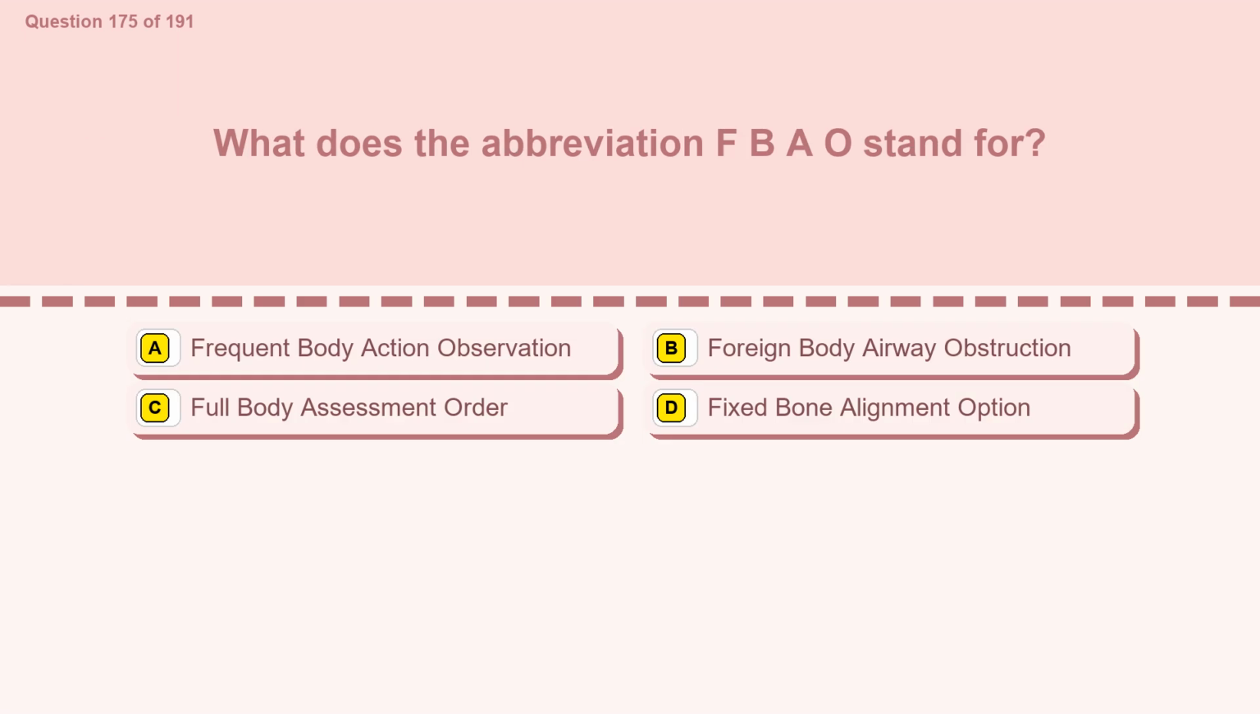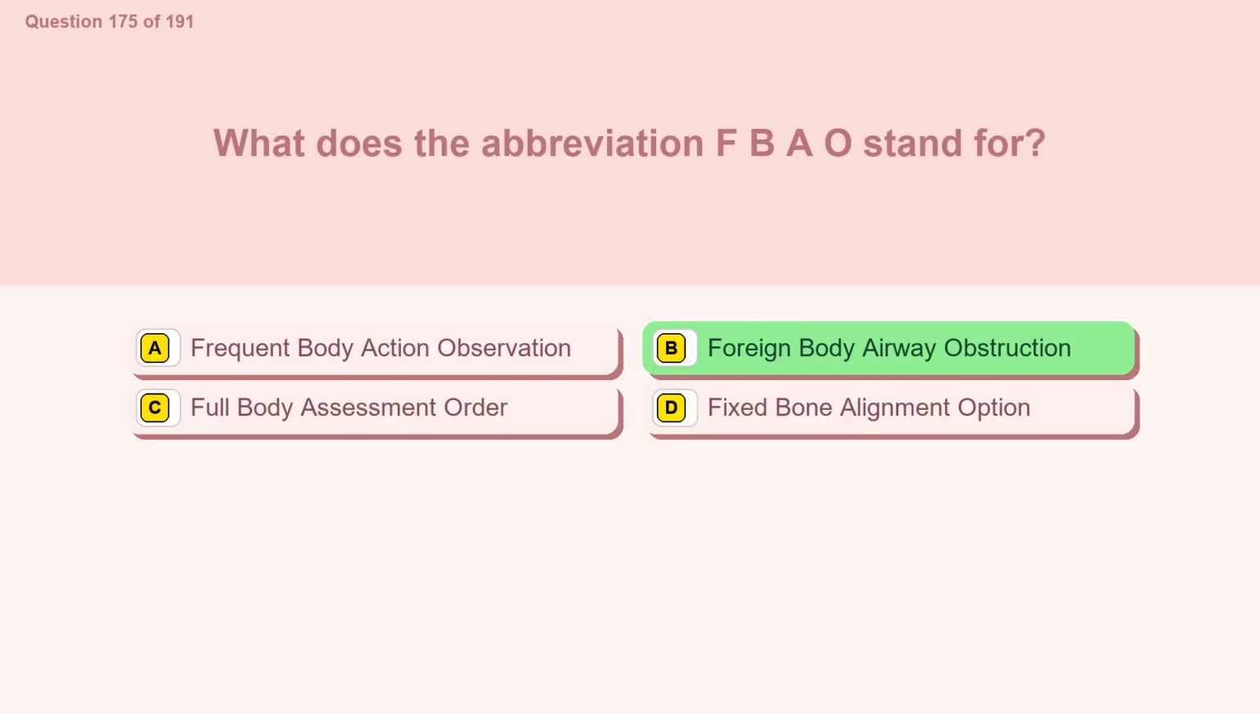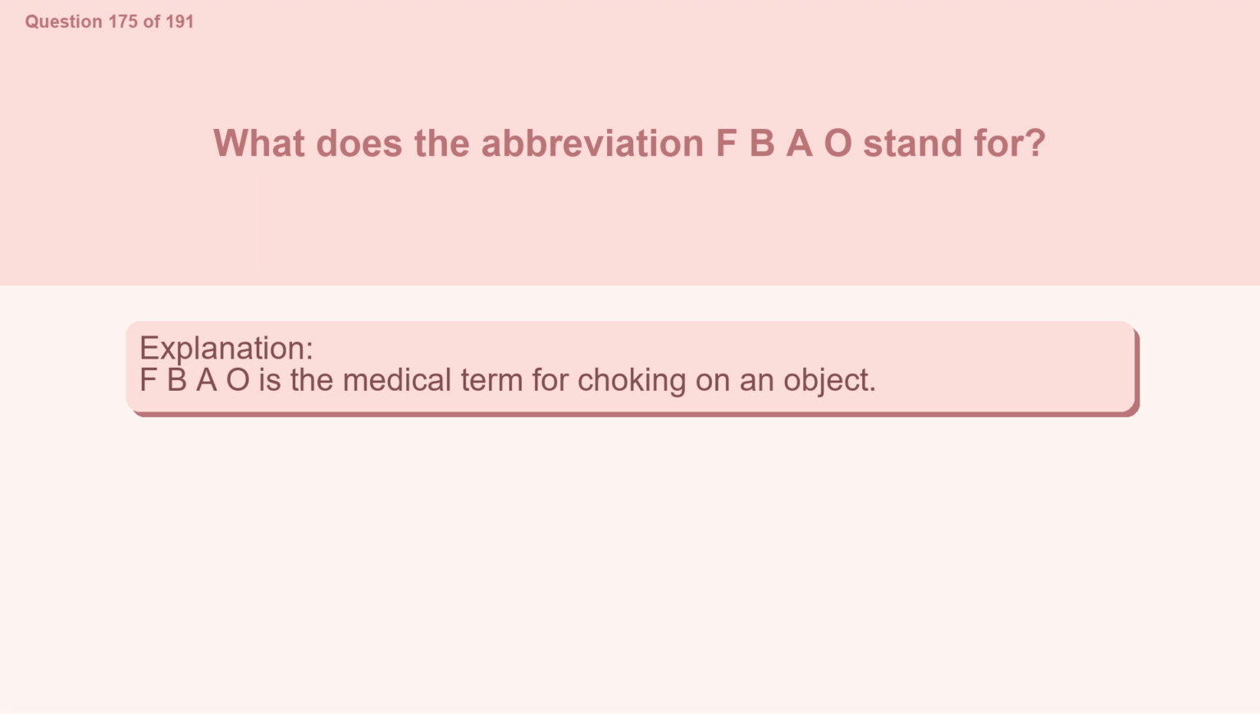Question 175. What does the abbreviation FBAO stand for? Option A, frequent body action observation. Option B, foreign body airway obstruction. Option C, full body assessment order. Option D, fixed bone alignment option. The correct answer is option B, foreign body airway obstruction. FBAO is the medical term for choking on an object.